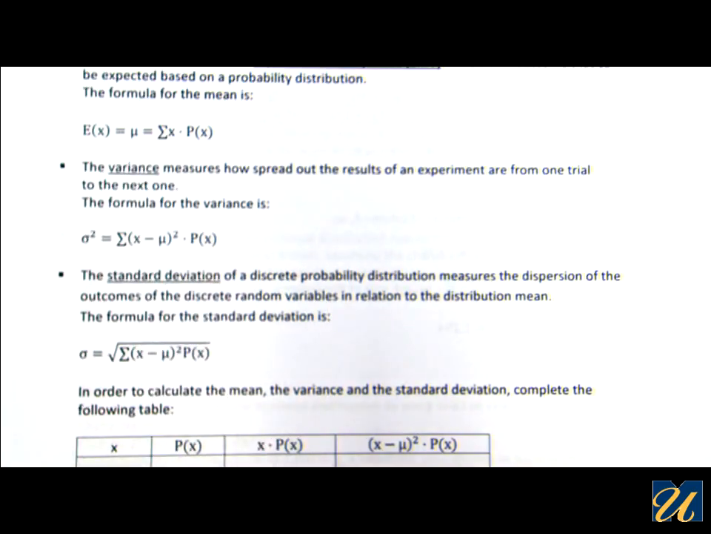The standard deviation, as always, is the square root of your variance. So whatever you get for the variance, you simply take the square root of that, and this will give you the standard deviation.